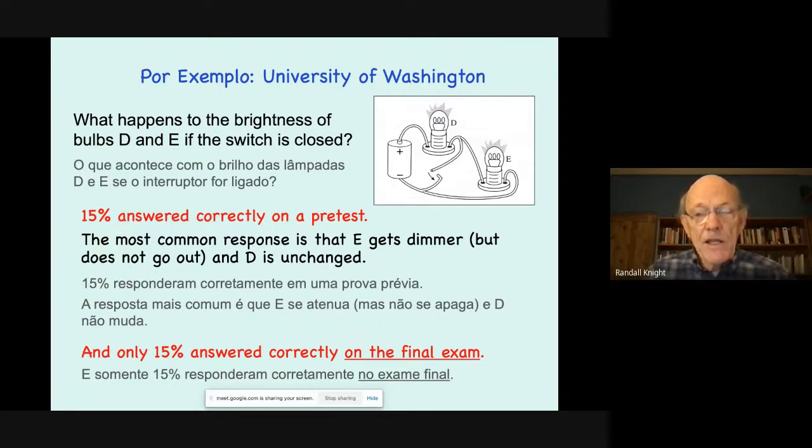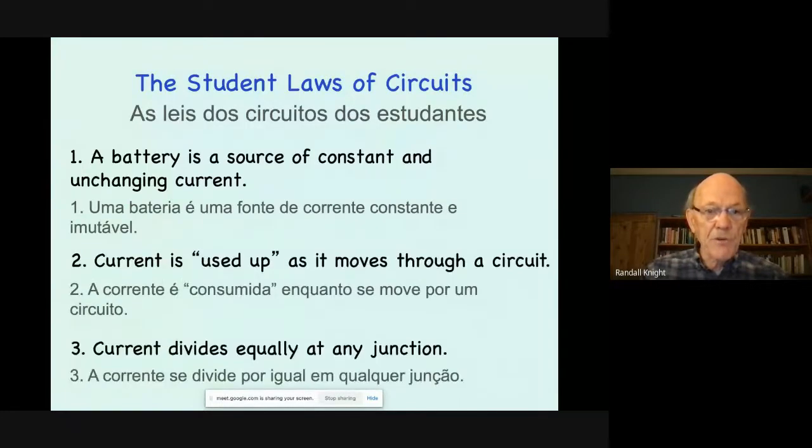So it's important to recognize that there's some coherence to the way students think. It's not just random thoughts, but it's not the conceptual understanding that we want them to have or that we think is consistent with experimental evidence.